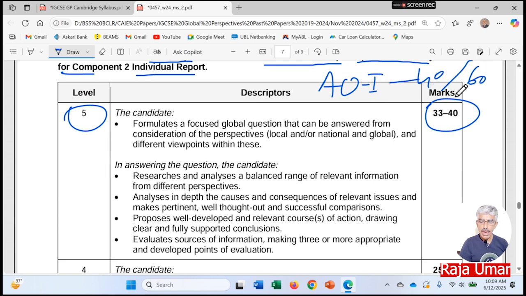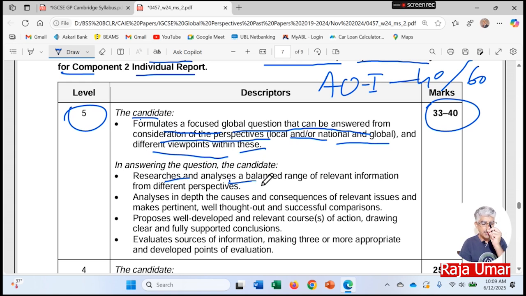What to write? The candidate formulates a focused global question that can be answered from consideration of the perspectives, local and/or national and global, already explained, and different points of view are also there. In answering the question, the candidate must have researched and analysed a balanced range of relevant information from different perspectives. I mean, global perspective should be there, national or local perspective should be there, and there should be the possible course of action. Analysis in depth, the causes and consequences should be there of relevant issues, and makes pertinent, well thought out and successful comparisons between the perspectives.